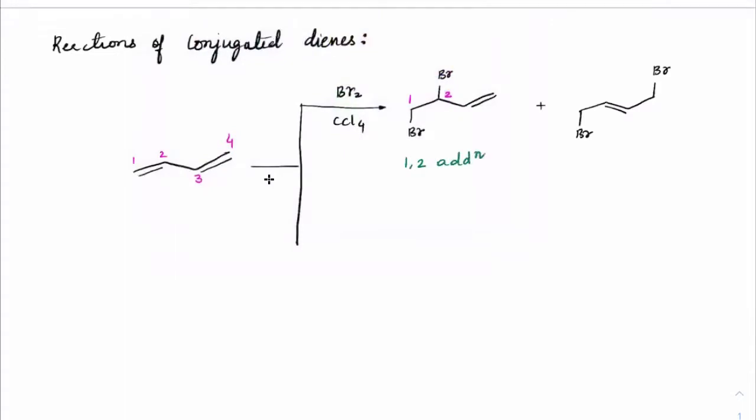It is 1,2 addition. While the second one, if you see, it is getting added at 1,4. So it is called 1,4 addition. So Br2 addition could happen at both sides, and both products could come. Which product is major and minor is the discussion which we will do tomorrow.